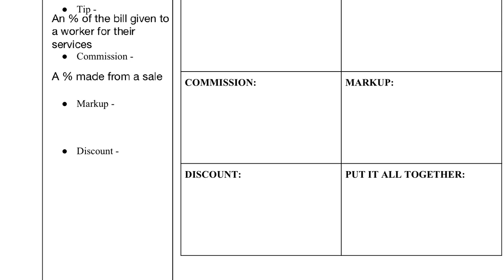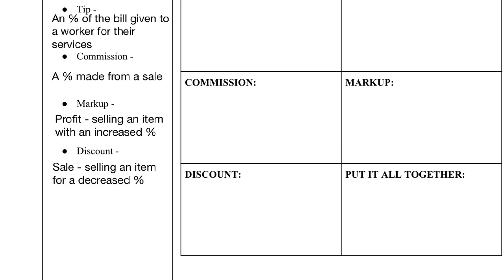Okay, our next two definitions kind of go together, markup and discount. A markup is when a seller is trying to make a profit. So they're going to sell an item for a percentage higher, versus a discount is something that is on sale. Basically, they're trying to get rid of an item for cheaper. So that would be a percentage taken off the price of an item.